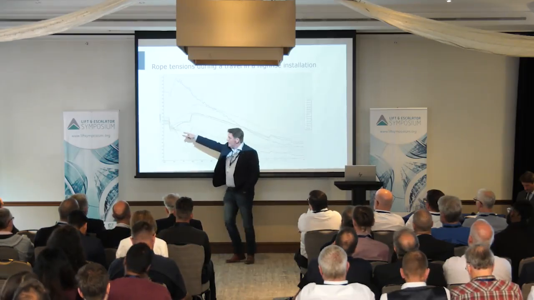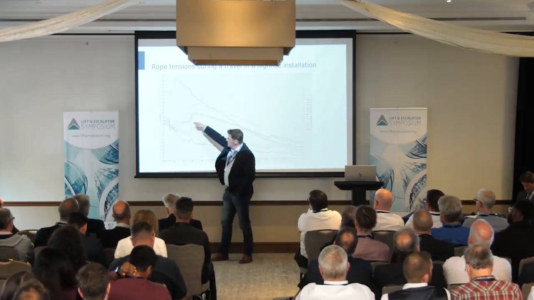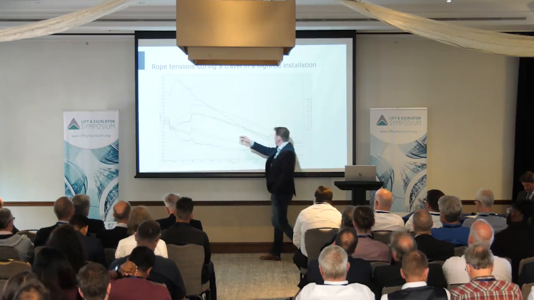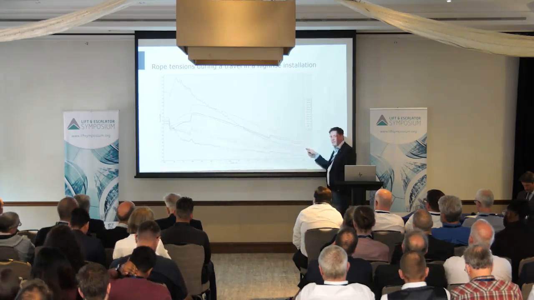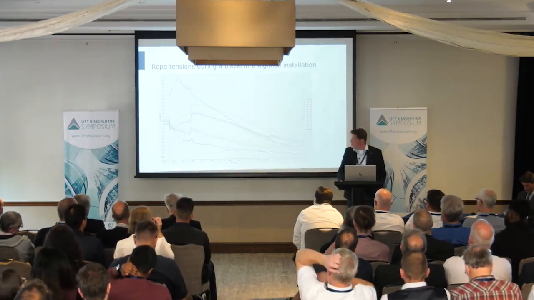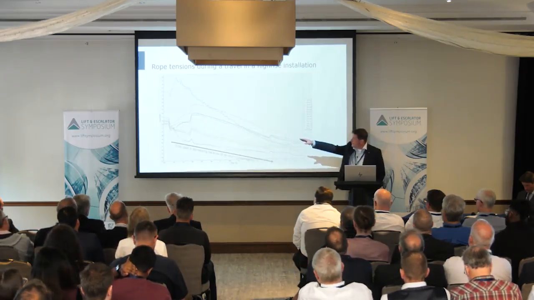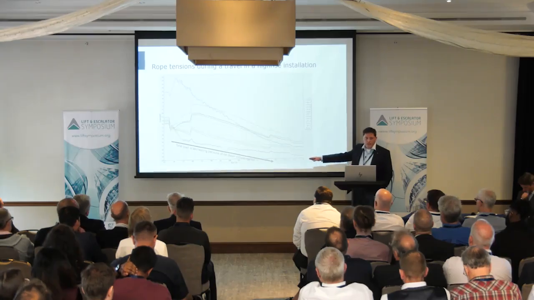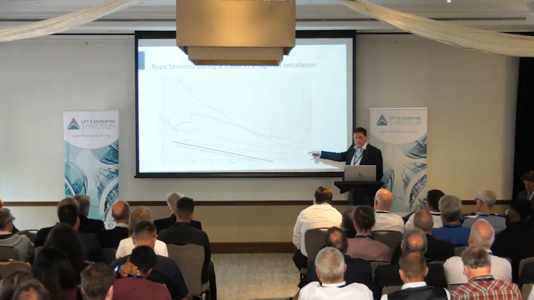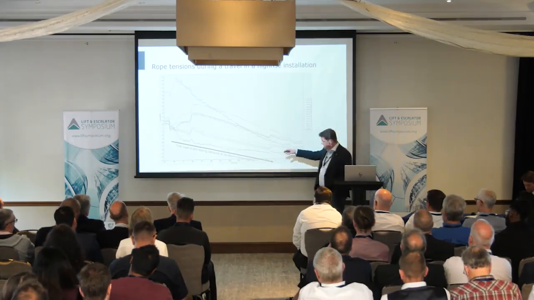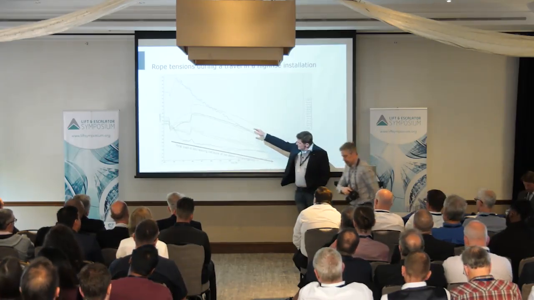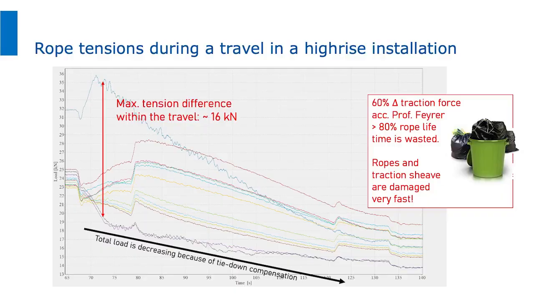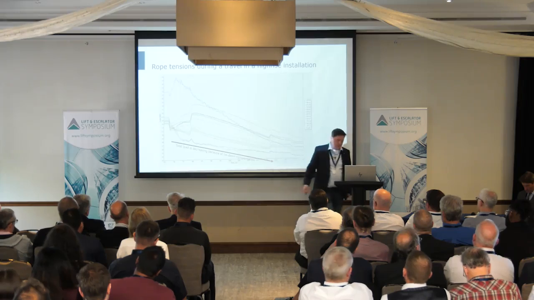That is a down travel. The elevator stands still, starts a down travel, constant travel, decelerates, stands still again. It is a high-rise installation. That is why the loads are decreasing during the travel. It's a tie-down compensation, and during the some 100-meter travel, the ropes under the car are going to the counterweight side, so we have less rope on the car side. Sensors are installed on top of the car, and that's why that is decreasing.